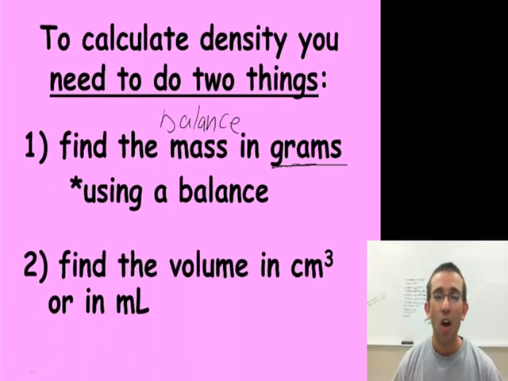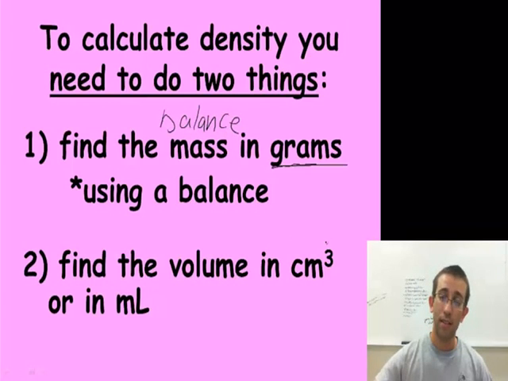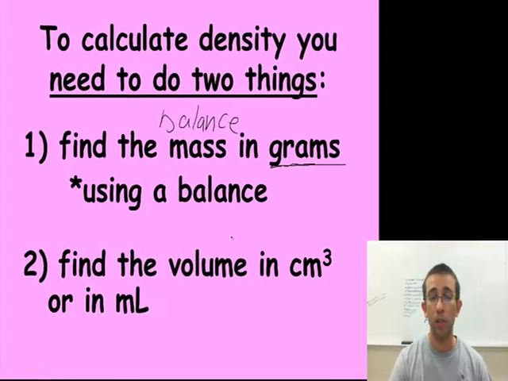And the second thing, we're going to find the volume. So to find density, you need to have mass and you need to have volume. Two ways to write volume, either in centimeters cubed or in milliliters. So in the end, you should have a unit that has either centimeters cubed or milliliters in it.